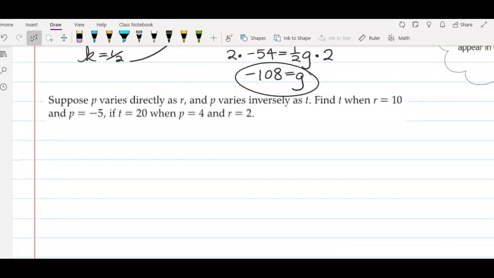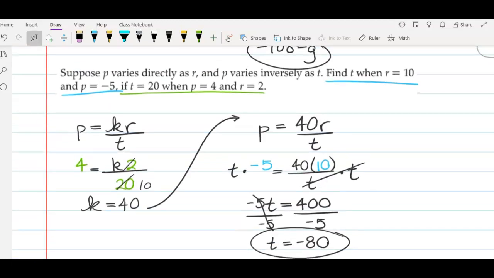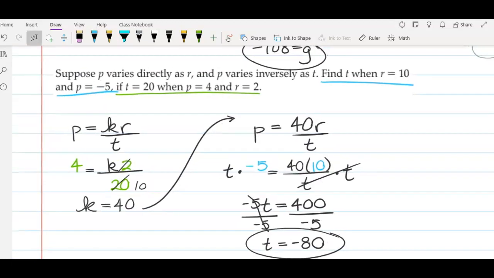And finally, pause the video and try this last example, please. So we set up this equation, p equals kr divided by t, substituting the variables that we know gives us a constant of variation of 40. We make our new master equation on the right, then sub in the additional information we have, and use that to find that t equals negative 80.